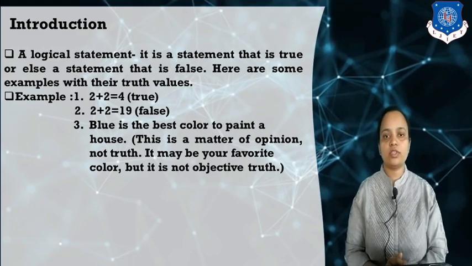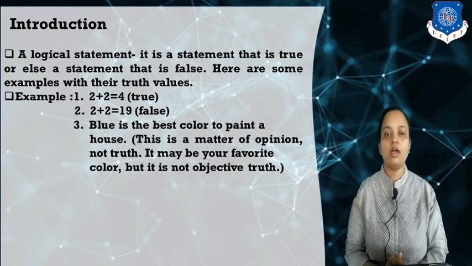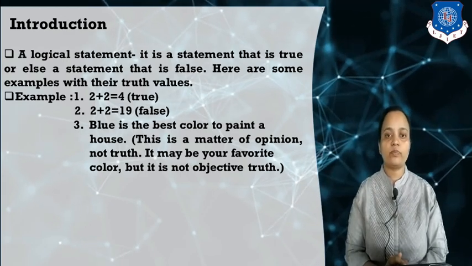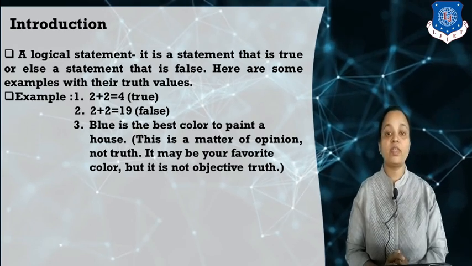Now the second example is 2 plus 2 equal to 19. We know that 2 plus 2 is not equal to 19, which means that the statement is false. So we can write the answer false. The third statement says that blue is the best color to paint a house. This is not a declarative statement. It is a matter of opinion, not a truth statement. It may be your favorite color, but it is not an objective truth.